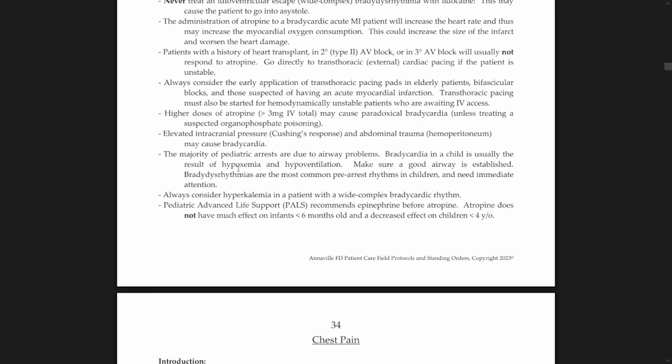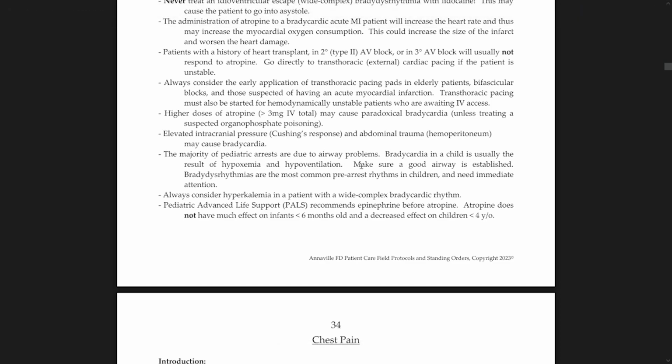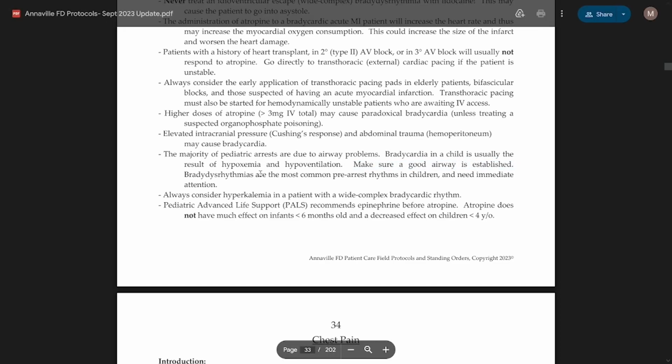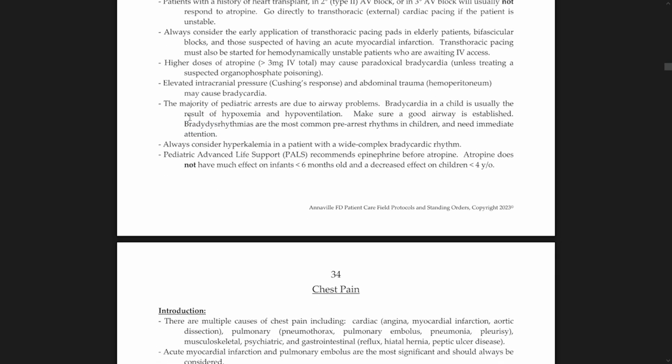The majority of pediatric arrests are always due to airway problems. Bradycardia in a child is usually the result of hypoxemia and hypoventilation. Make sure a good airway is established. Bradyodysrhythmias are the most common pre-arrest rhythms in children and need immediate attention. So we always want to consider airway if a child is bradycardic.